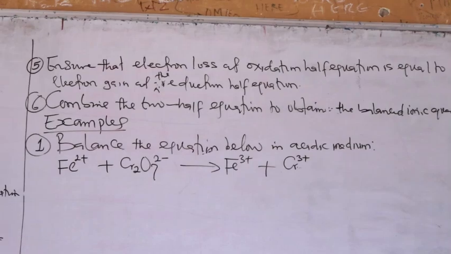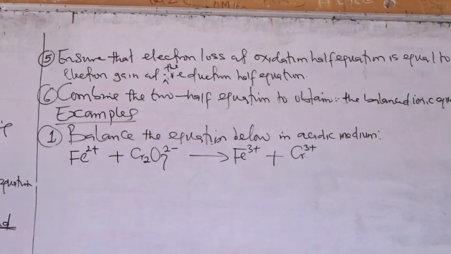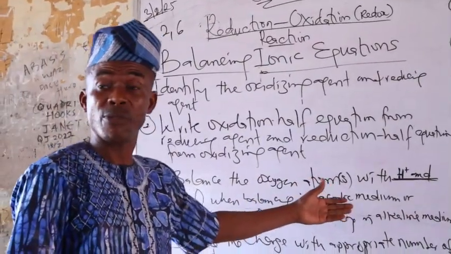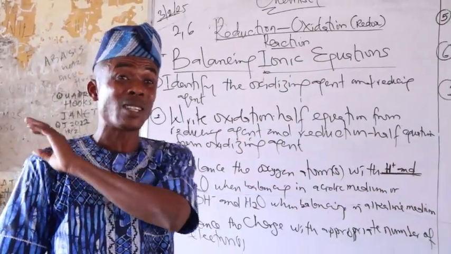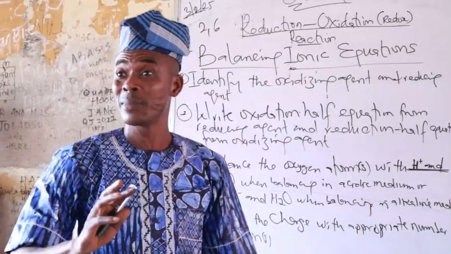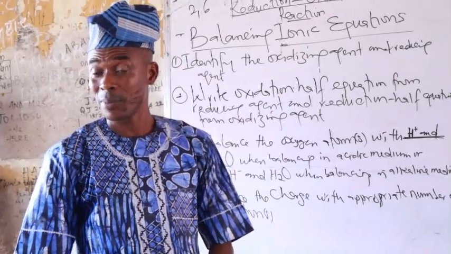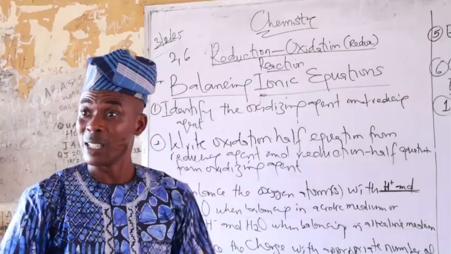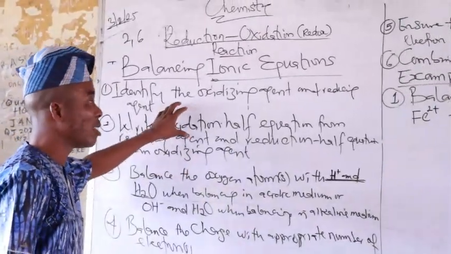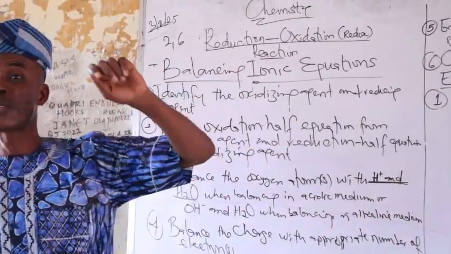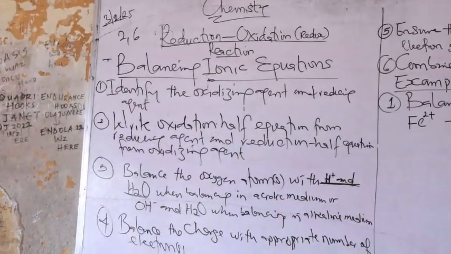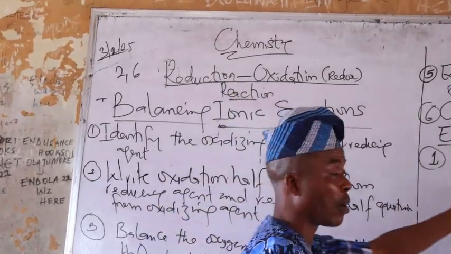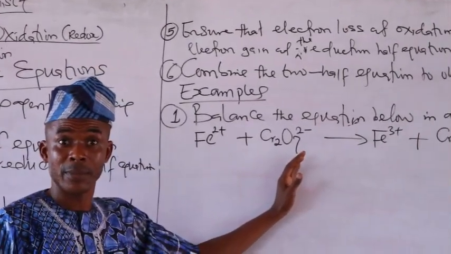Since you are balancing in acidic medium, I decided not to follow the steps here. I've described the steps for you in order for you to know how to answer any question given to you on redox reaction. Are we together? The purpose of giving you these steps is to be able to solve any question given to you in ionic equation. I decided not to follow the steps here and I balance the equation directly.